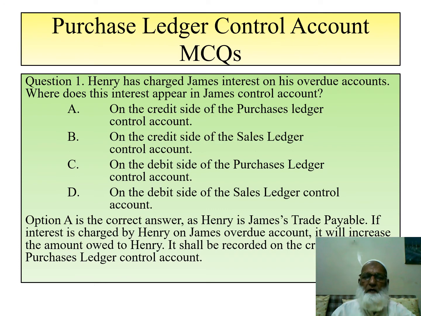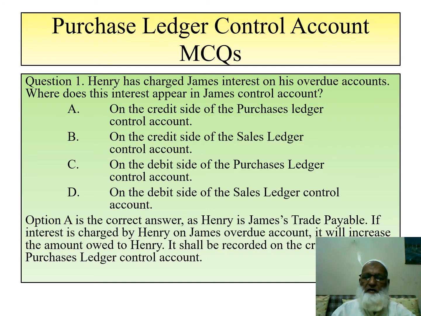Option B, on the credit side of the sales ledger, is ruled out as it is a sales ledger. On the debit side of the purchase ledger cannot be correct because it is showing the liability, therefore it shall be on the credit side. On the debit side of the sales ledger, so option D is also ruled out.